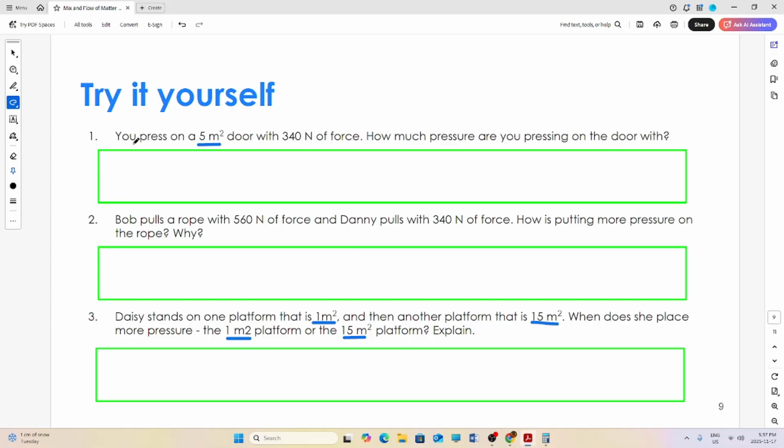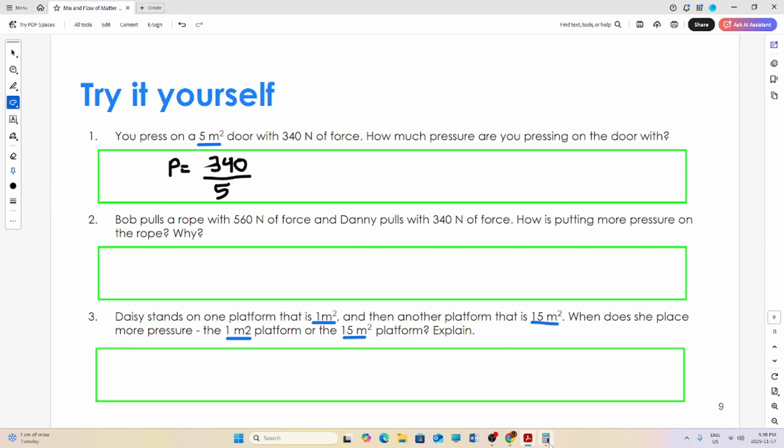All right. You press on a 5 meter square door with 340 newtons of force. How much pressure? Okay, so pressure is equal to force, which is 340 newtons, divided by 5.